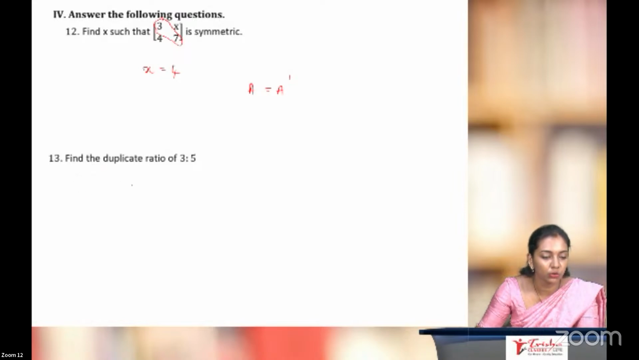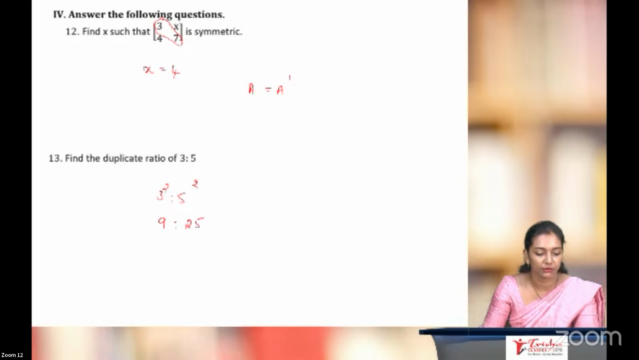Next, find the duplicate ratio of 3:5. So for the duplicate ratio, you can just square the ratios. So 3 square is to 5 square, or it is 9:25.